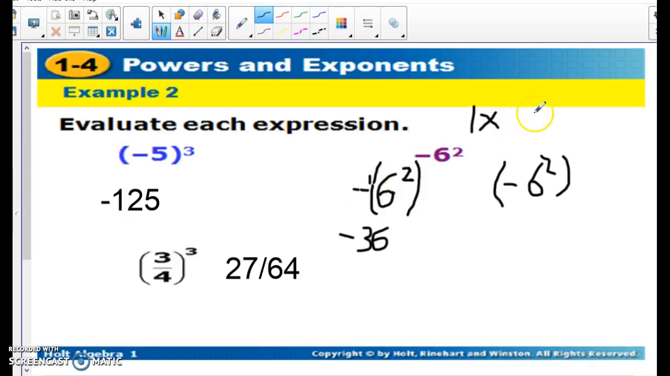Okay, same thing with this negative sign. If I have a negative sign in front of parentheses, well, it's not really just a negative sign, it's really a -1. This one means -6 times -6, which, if I have 2 negatives, is going to give me a positive 36. So a little bit of a difference there, kind of confusing with where the negative sign is.